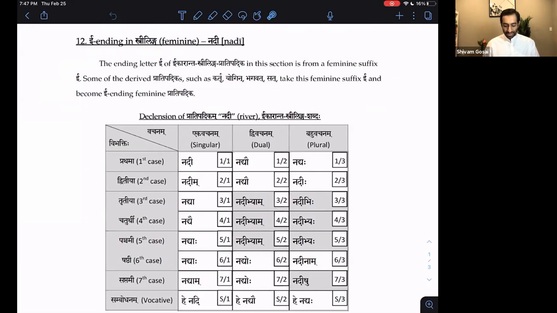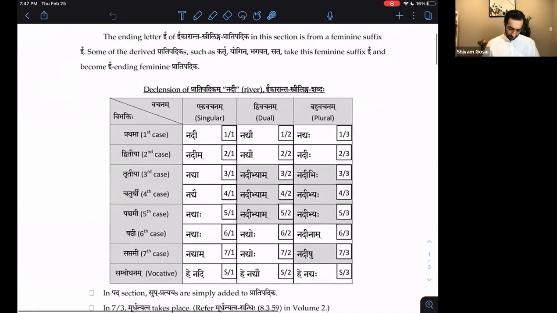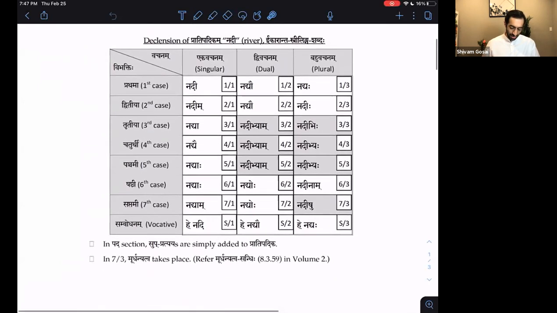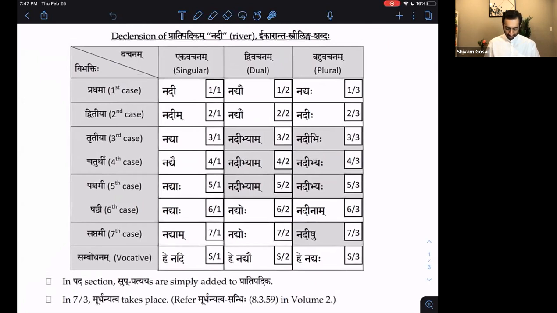The example for e ending that we see is nadi. Nadi means a river. Technically, this e is a feminine suffix that gets added, and I'll explain more of that as we go along. But let's look at the declension here. It's slightly different, but you'll start picking up some patterns from the other feminine words. Okay, first you can repeat after me. Nadi, nadyo, nadyah. Nadim, nadyo, nadihi.